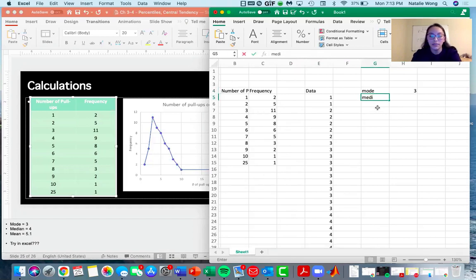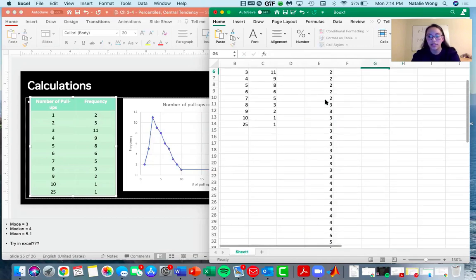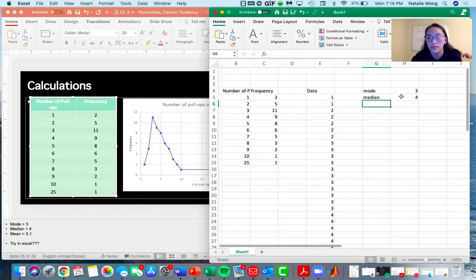The median, we actually calculate by saying equals median. I cannot spell. Okay, so we do median, and then we say, I want this range of data to be calculated, right? In this case, we get a median of 4.